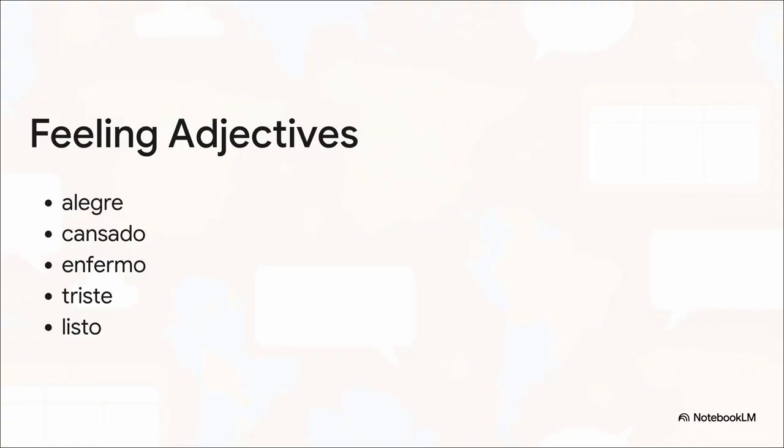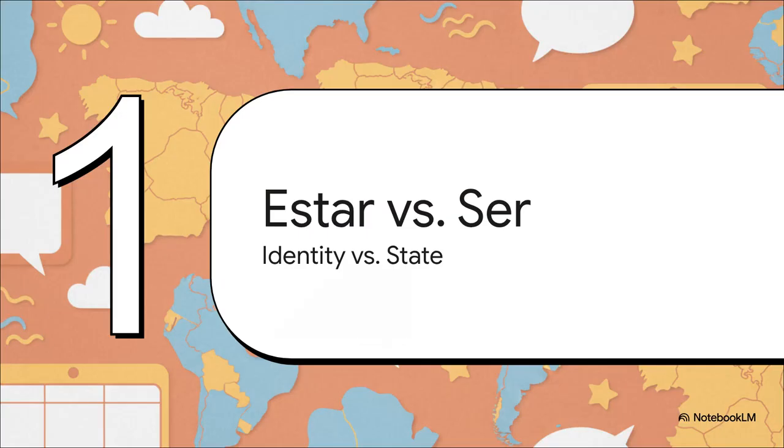Since estar is the ultimate go-to for feelings, you'll definitely want to keep a few of these essential adjectives in your mental toolbox. For example, maybe you're ocupado, busy, which makes you cansado, tired. And maybe that even makes you a little enojado, angry. But once you are listo, ready to clock out for the day, you're instantly alegre and contento, happy. Section 4. Estar versus ser.